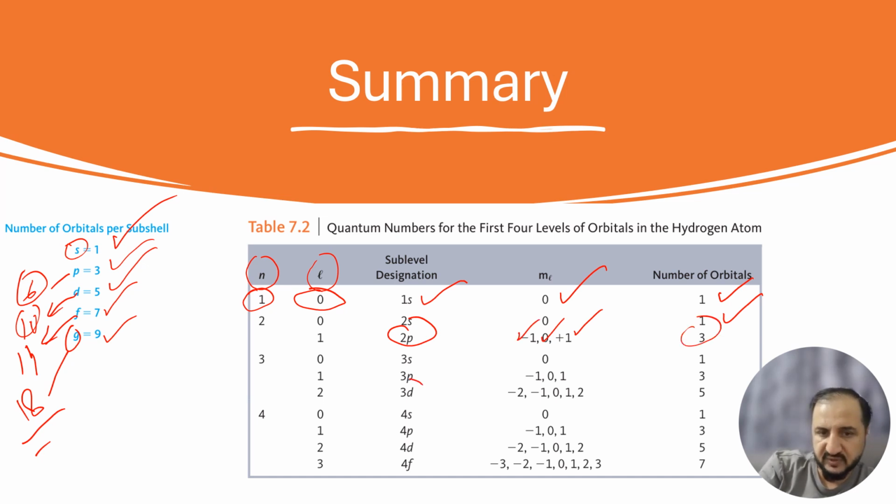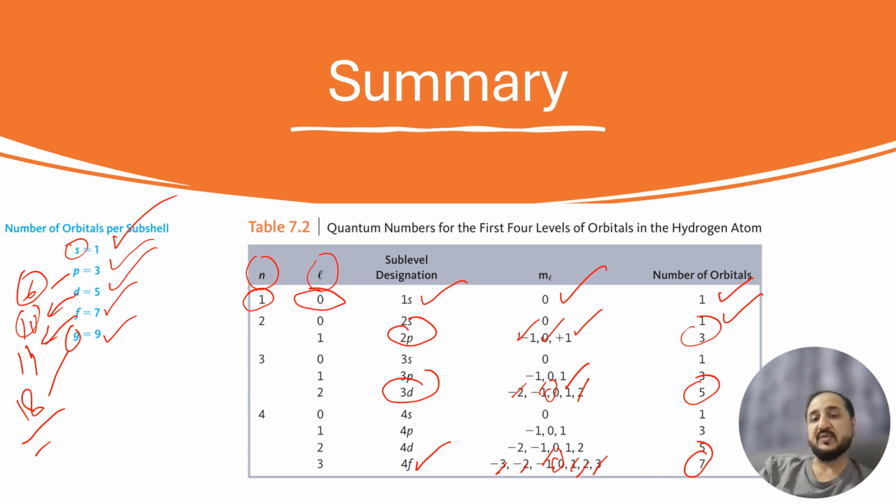And if you move on to D, it's 0, 1, 2, and minus 1, minus 2. The total number is 5 there. If you move on to F, you will find 0, 1, 2, 3, and minus 1, 2, 3. So a total of 7 orbitals are there. So this is the overall summary of the orbital and quantum number concept.